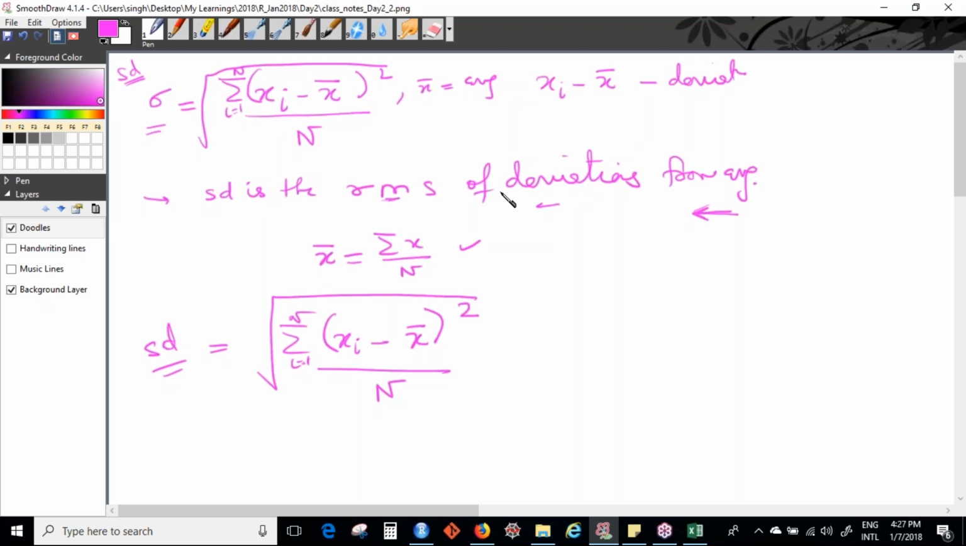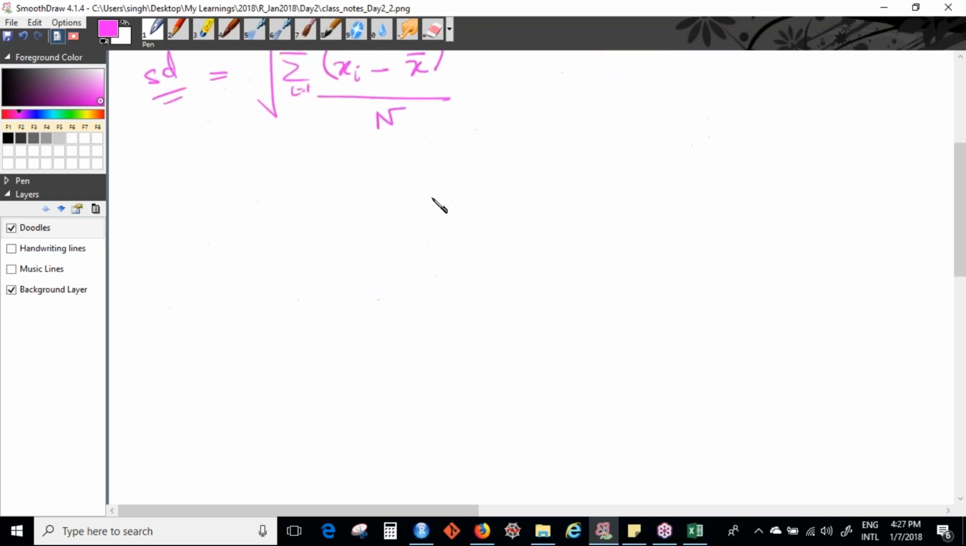Okay, let's do one thing, Jagdish. Let's calculate this, then it will become very clear to you. I will give you a vector. Let's say I give you age. Let's say I give 5, 10, 15, 20, 32. I have given you 5 values of age.